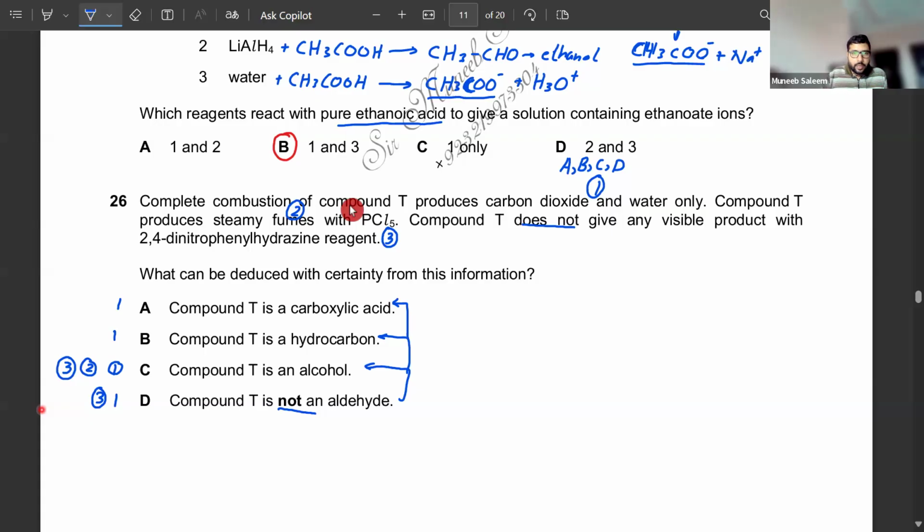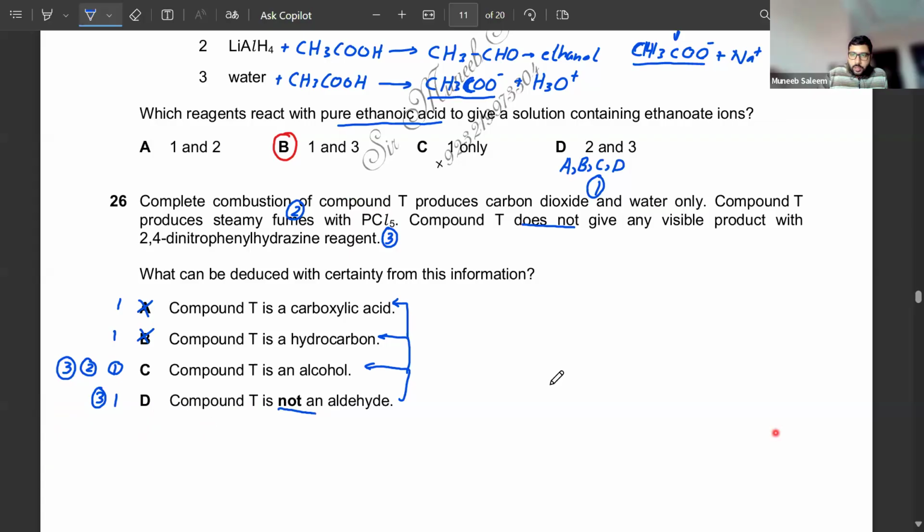So it is definitely not A, because carboxylic acid does not give steamy fumes with PCl5, and it does not react with 2,4-DNPH. B is also not the correct answer because it does not react with PCl5 and does not react with 2,4-DNPH. Now C cannot react with 2,4-DNPH, and D is not an aldehyde.